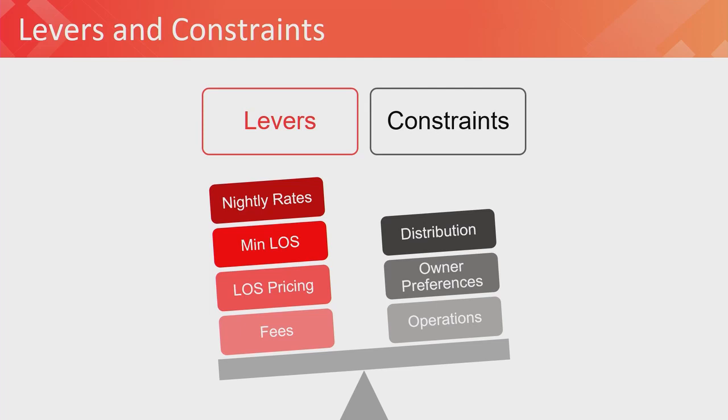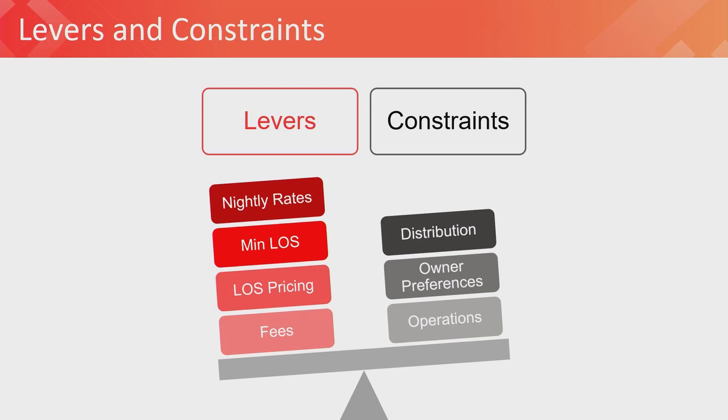Then there are owner preferences. You can't do things that your owners are not okay with because you're in a contract with them. You have to keep them happy. You can't go below a certain number. Your owner might say, I do not want to take short bookings. So you have to respect those constraints and figure out what can be done within those constraints.